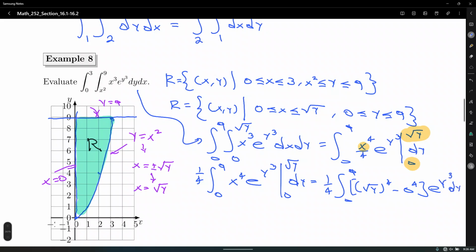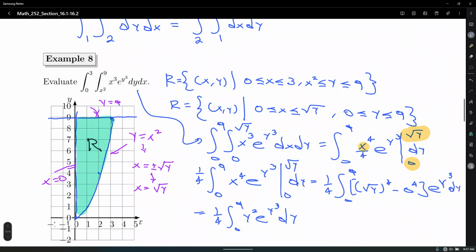Okay, square root of y raised to the 4th power, that's going to give us y squared. 0 to the 4th is simply 0, so that's going to leave us with 1/4 integral from 0 to 9 of y squared e to the y cubed dy. And well, by reversing the order of the integration, this is the magic that we needed to have that y squared factor so we can evaluate this integral using the u substitution, right?